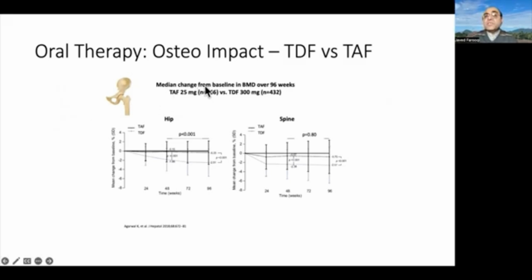This is the median change from the baseline in BMD over 96 weeks, TAF versus TDF, the hip bones and the spine bones, and this is the TDF. The TAF remained the same. In the TDF, it went down. Again, the TAF had the upper hand as compared to the TDF.